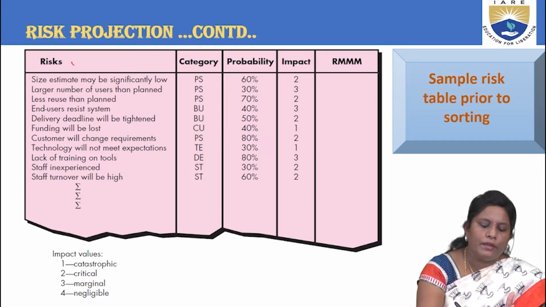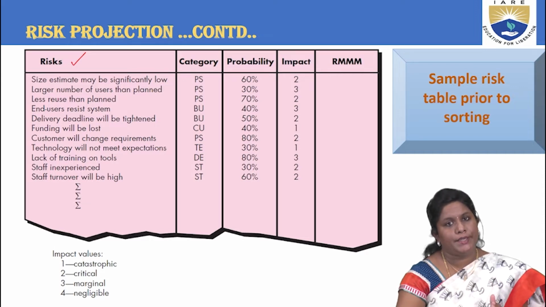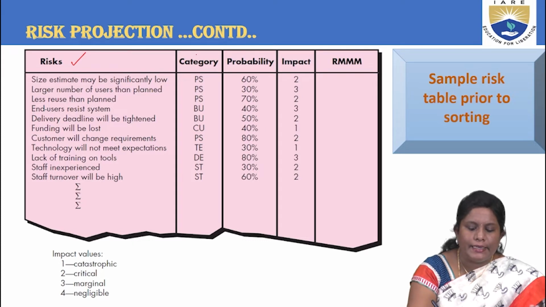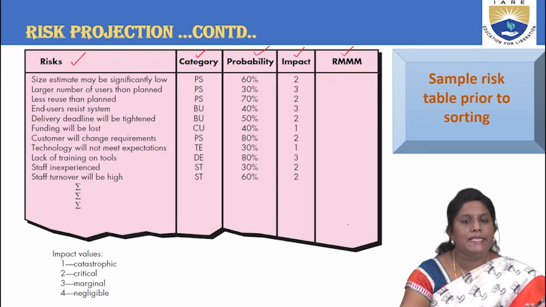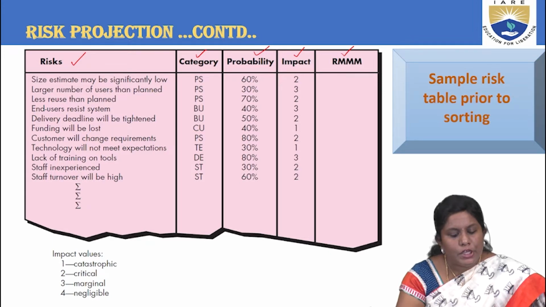The first column is talking about all the different types of risks that can occur in a project or releasing a product, and its category, its probability, how much impact it has. So this is left blank, which we will be seeing what happens in an RMMM plan or an RMMM sheet. Okay, so what are the general risks that occur in software development?